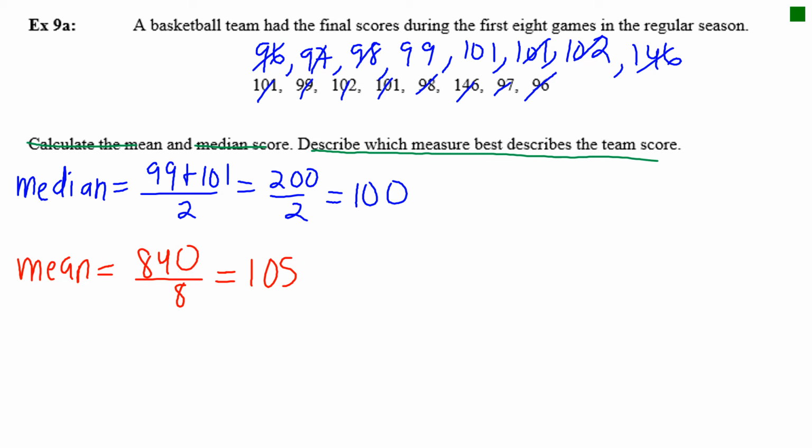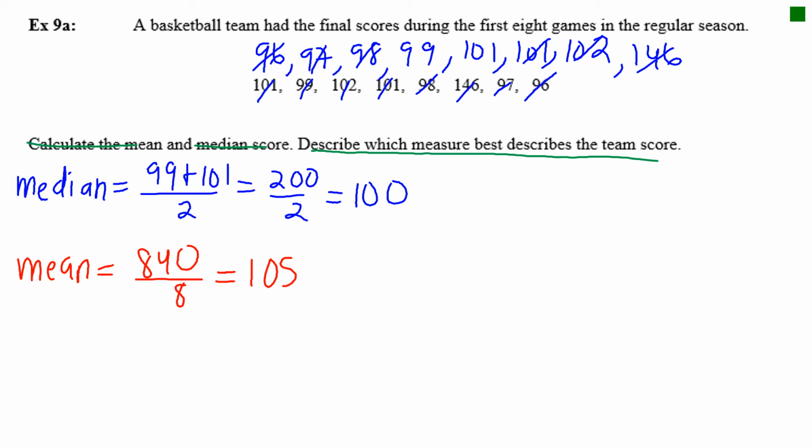If we look at the mean is 105. The first score was 101, that's 4 points away. The second score was 99, that's 6 points away. The third score was 3 points away. 101 is 4 points away. 98 is 7 points away from 105. 146 is 41 points away. 97 is 8 points away, and 96 is 9 points away. Notice that the mean is further away from the actual scores that we got.